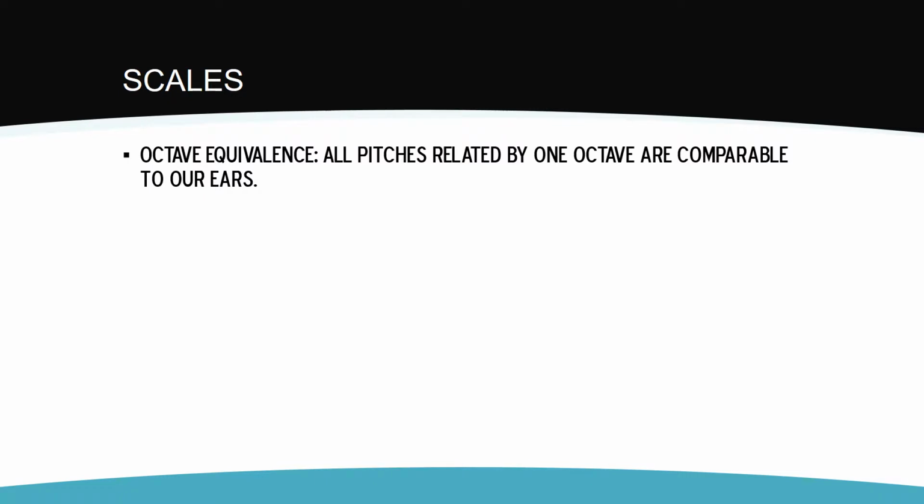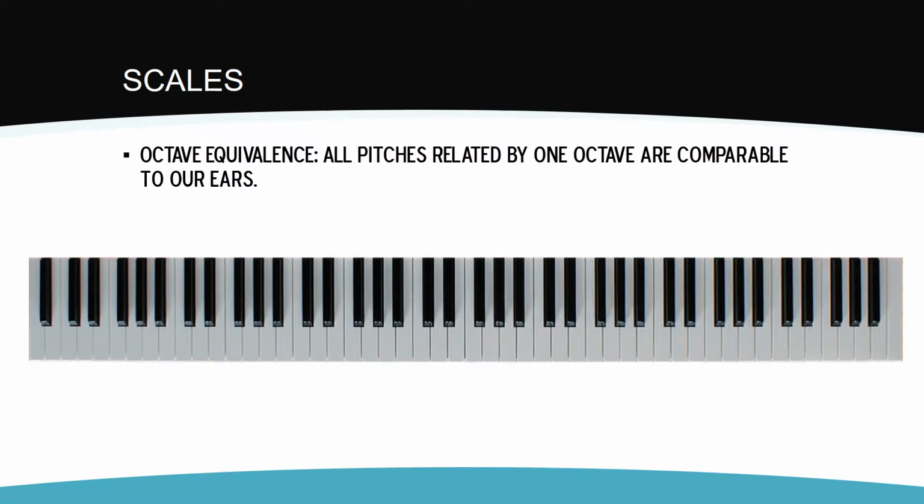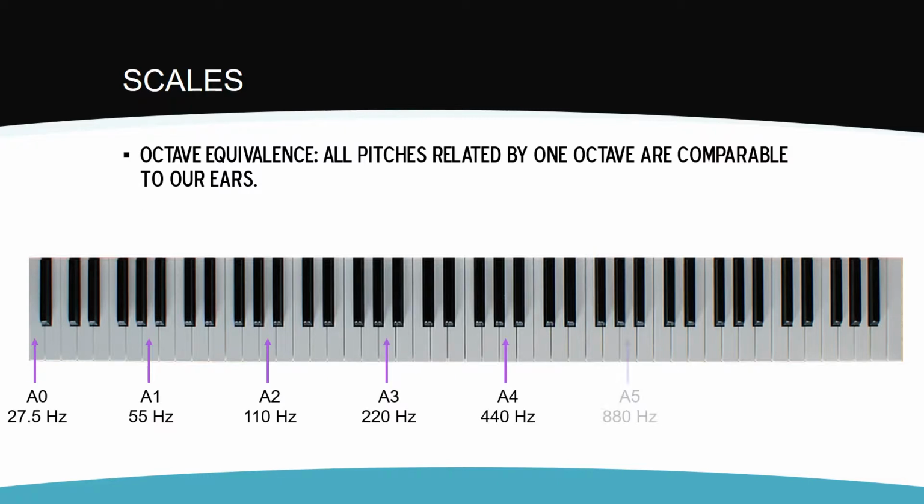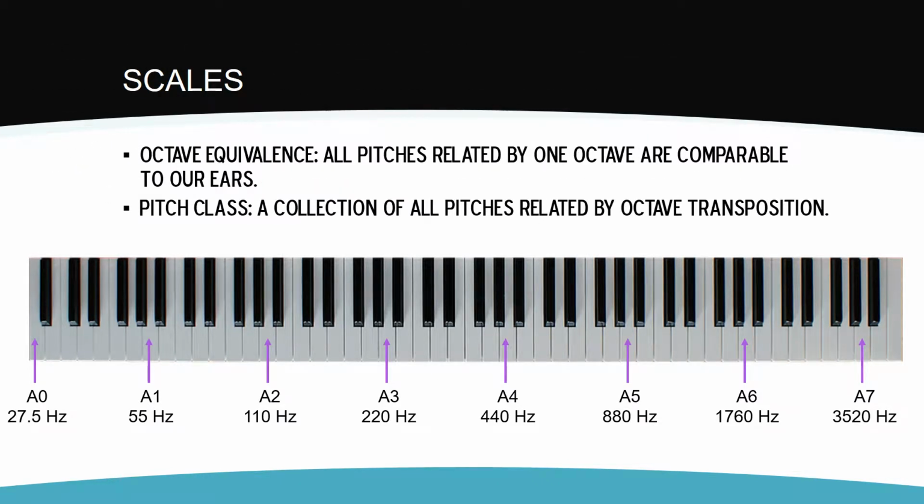For example, if we look at all the A's on the piano, we see that the lowest, A0, vibrates at a frequency of 27.5 Hz. If we double the frequency of that A, then we get the frequency of the A 1 octave higher, A1. If we keep doubling the frequency of each previous octave, we'll get the frequencies of all of the A's on the piano keyboard. While all of these pitches have different frequencies, we call all of them A. All of the notes of the same name, regardless of octave, are all part of the same pitch class.